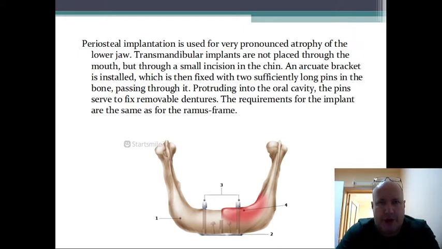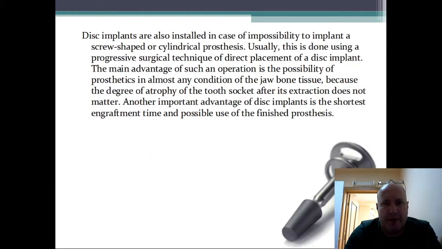Periosteal implantation. Periosteal implantation is used for very pronounced atrophy of the lower jaw. Transmandibular implants are not placed through the mouth, but through a small incision in the chin. An arc-shaped bracket is installed, which is then fixed with two sufficiently long pins in the bone, passing through it. Protruding into the oral cavity, the pins serve to fix removable dentures. The requirements for the implant are the same as for the ramus frame.